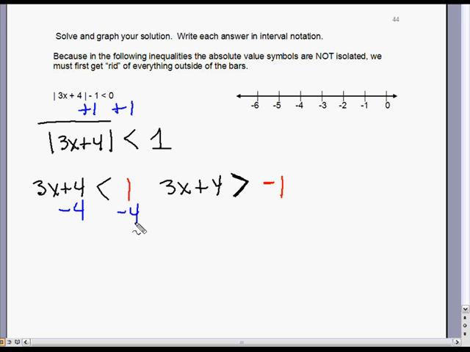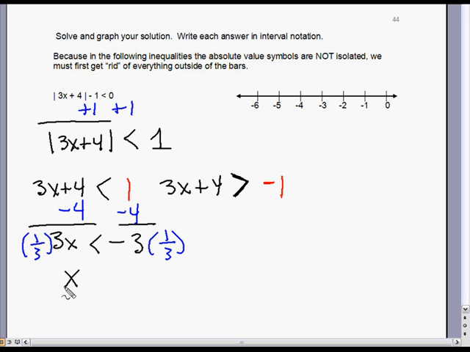Isolating x, we'll add a -4 to both sides and have 3x is less than -3. Now again, if you're adding any number, positive or negative, the inequality will not change. Continuing to get x alone, we can get rid of the 3 by multiplying both sides of the inequality by 1/3. And multiplying by a positive number does not change the way the inequality points. So we have x is less than -1.